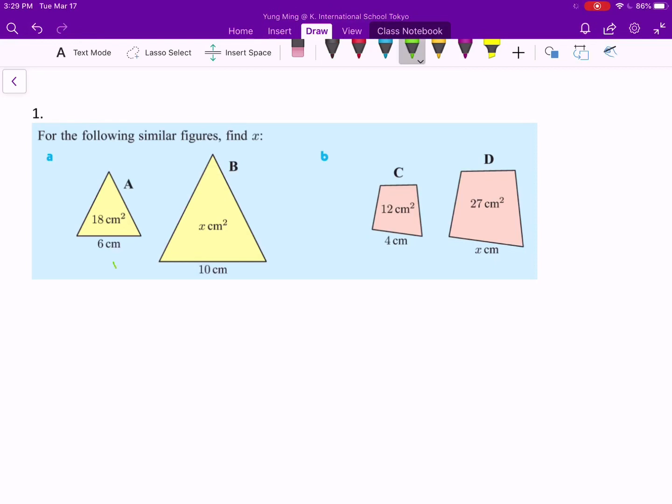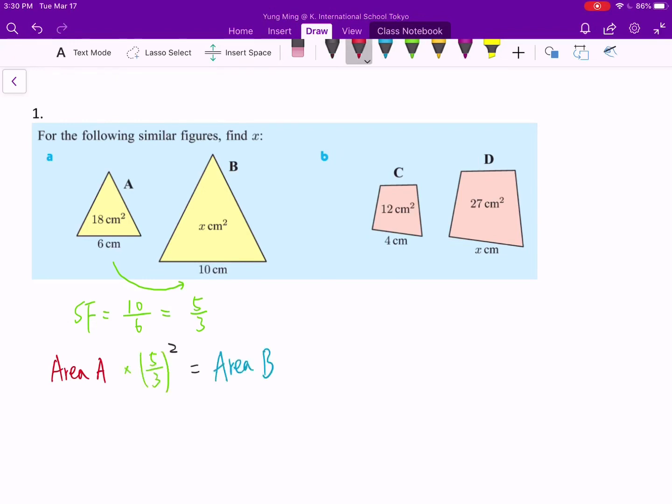Now you see that the scale factor in this case is, again, by convention, we're going from the left to the right. My scale factor is equal to 10 over 6, which is equal to 5 over 3. That means in terms of side length, you multiply 5 over 3 from A to B. That means, if you want to go from the area of A to the area of B, you do actually need to multiply by 5 over 3 squared in order to get to the area of B.